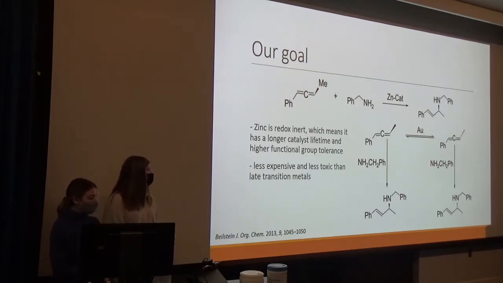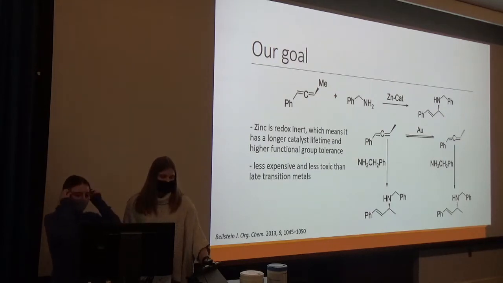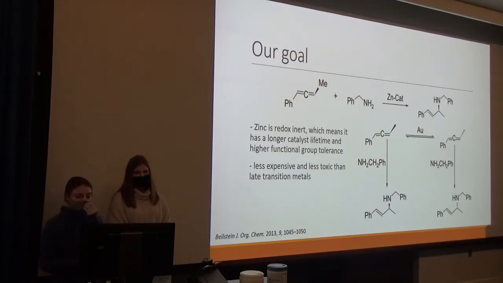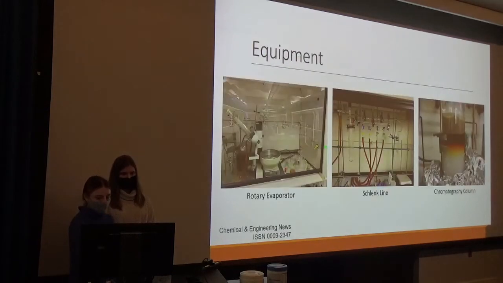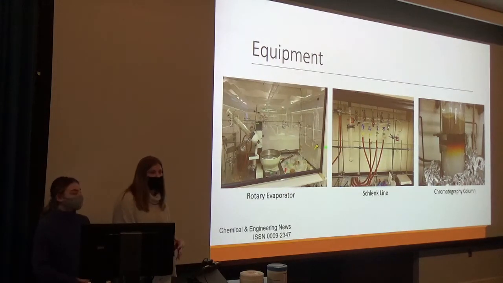Using a zinc catalyst may also enable a new way to synthesize chiral amines from axially chiral allenes. This is because there's no evidence of zinc racemizing chiral allenes, but there is evidence of gold complexes racemizing chiral allenes. So here's some of the equipment that we used during our research, and we'll talk about it today.